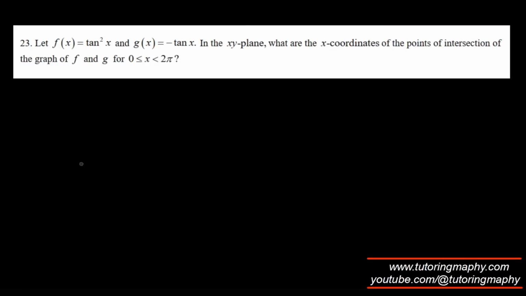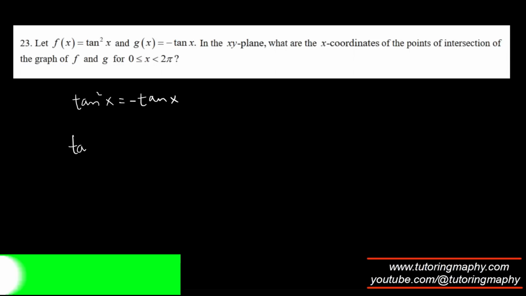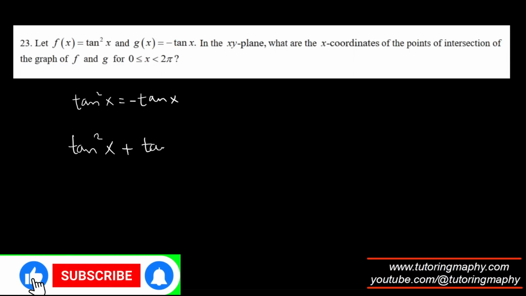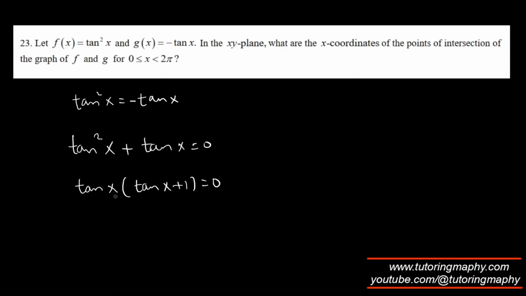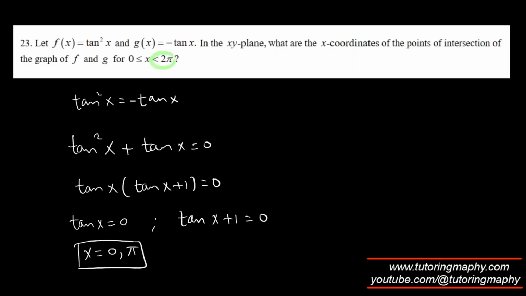Last question. Again, I think rinse and repeat. That's the same situation, although the function is tan x this time. Oh, there's a negative here. Tan square x equal to negative of tan x, which means that tan square x plus tan x is equal to 0, which means that tan x times (tan x plus 1) is equal to 0, which means that either tan x is 0 or tan x plus 1 is 0. And tan x is 0 when x is 0 and x is pi. It is 0 at 2 pi as well, but 2 pi is not included in the domain, so that's not my answer.